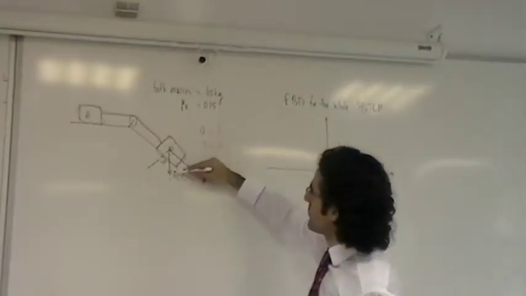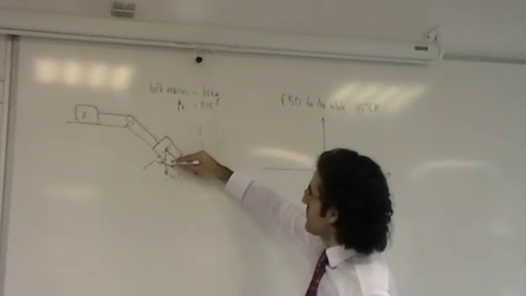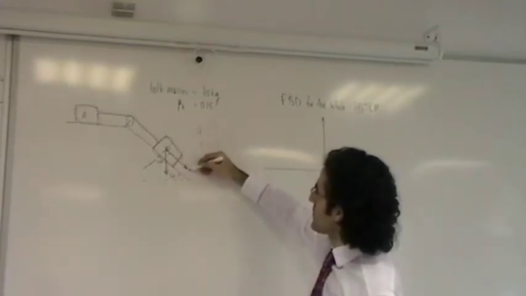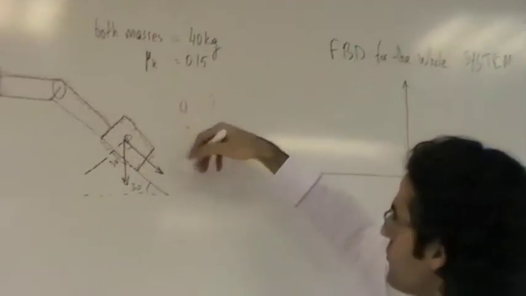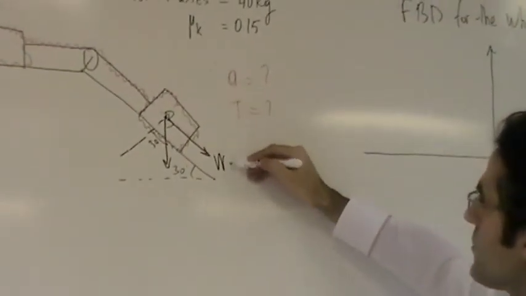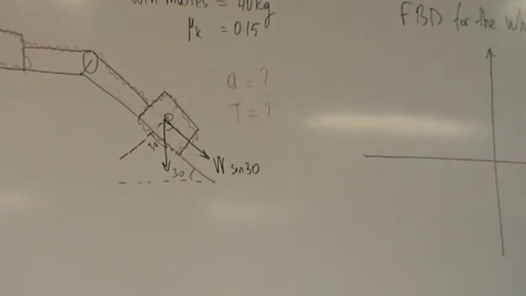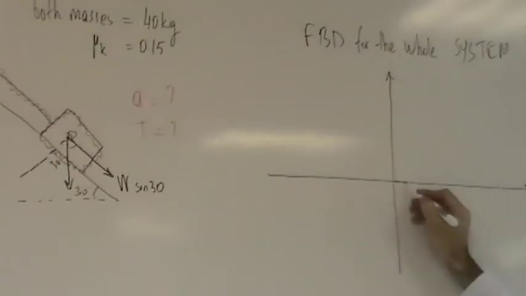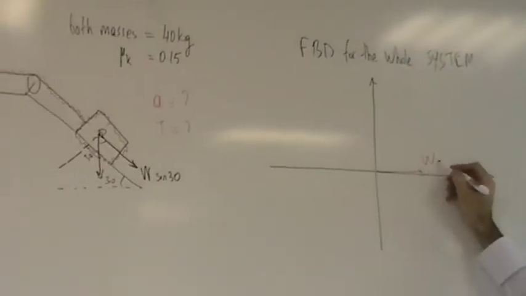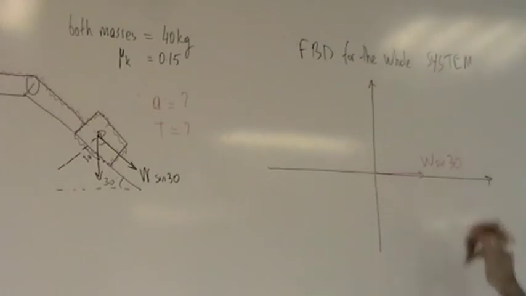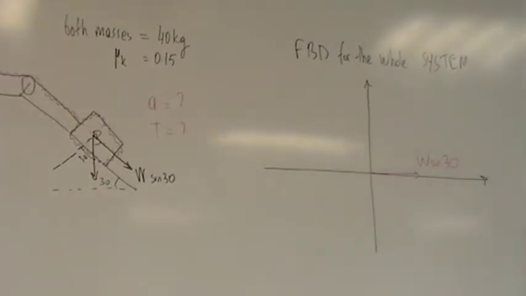Remember, we have found the component: this is the weight and this is 30 degrees, therefore the component of this weight trying to push object B is W sine of 30. And this is the force which I will place in the free body diagram for the whole system, W sine of 30.